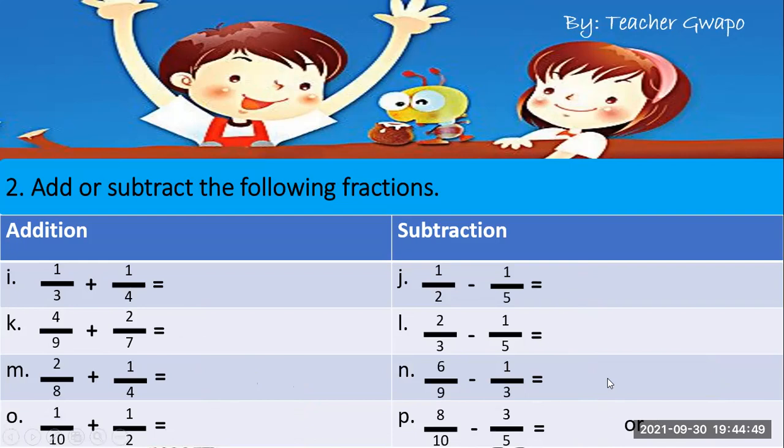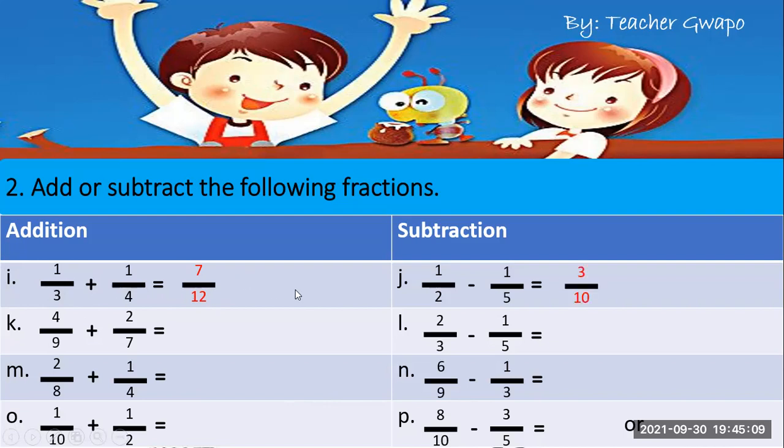Okay. Now letter I. 1 over 3 plus 1 over 4. So we need to convert this into the same denominator. What is the common denominator? It's 12. 3 times 4 is 12, right? So here the answer is 7 over 12.